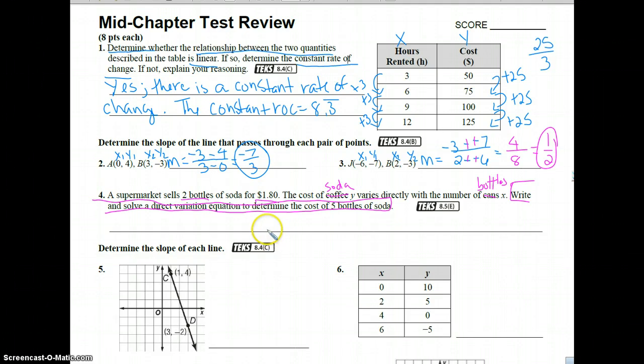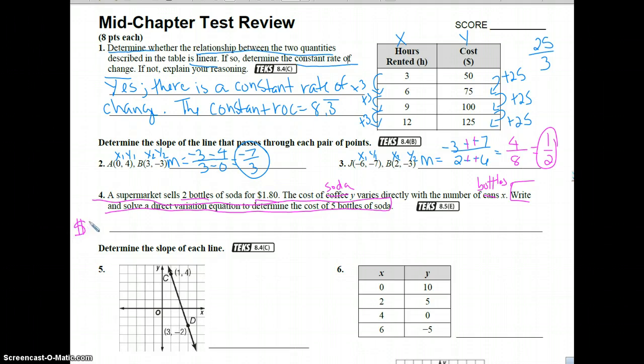What's the first thing that we should do in order to figure this out? Before we can go all the way to the end and write a direct variation equation, what? Well, before we can do that, we have to find out what. If we know it costs $1.80 for 2 bottles, we want to find out how much it costs per one. That's right. We want to find out how much it costs for just 1 bottle. So how do we do that?